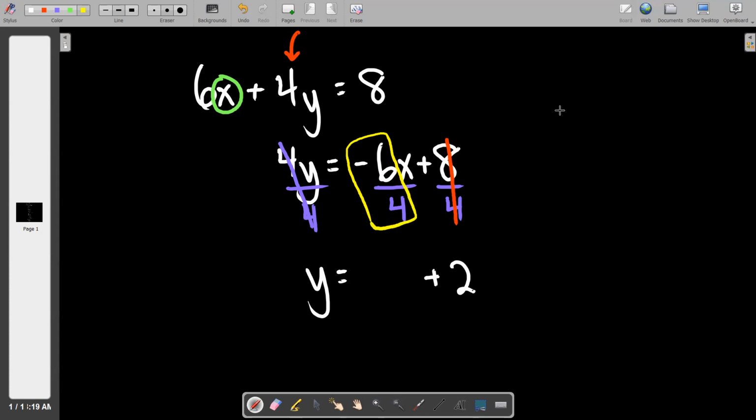So let's examine that. First off, what's a negative divided by a positive? Okay, so we know it's going to be negative. And then what can you tell me about the fraction 6/4? Right? So if you divide them both by 2, what do you get? Does that make sense? Nice.